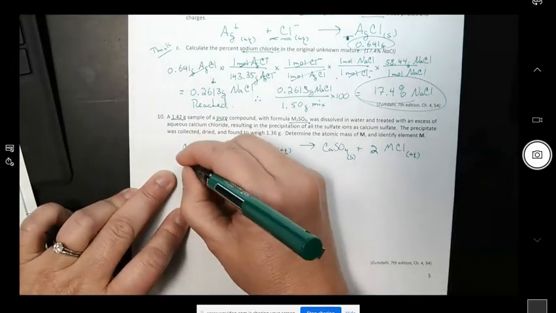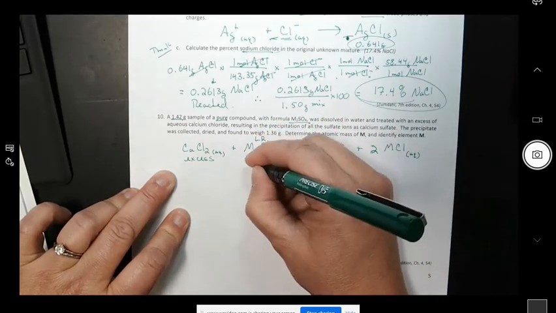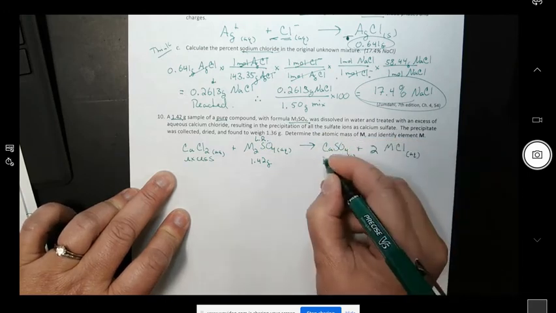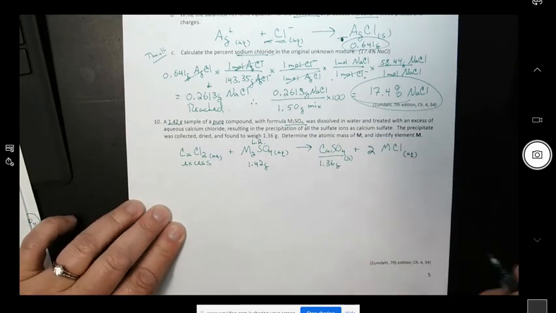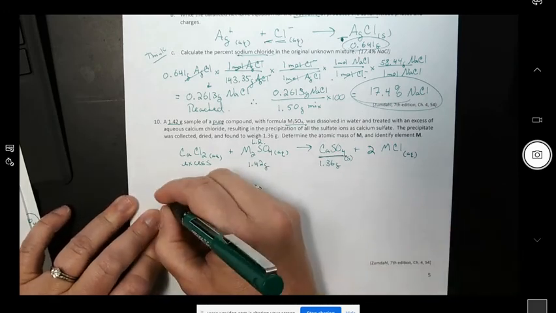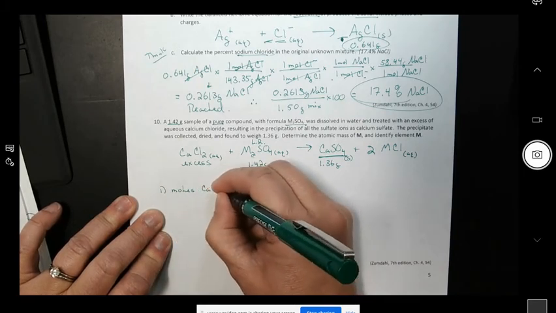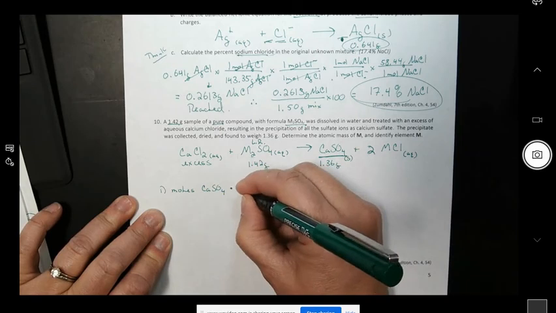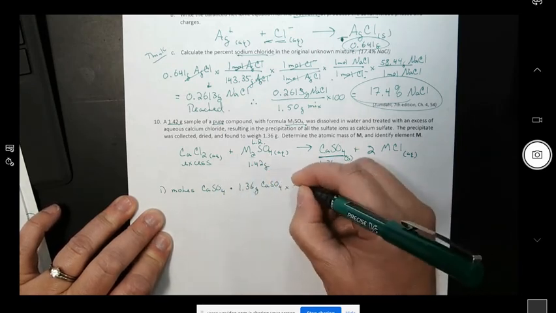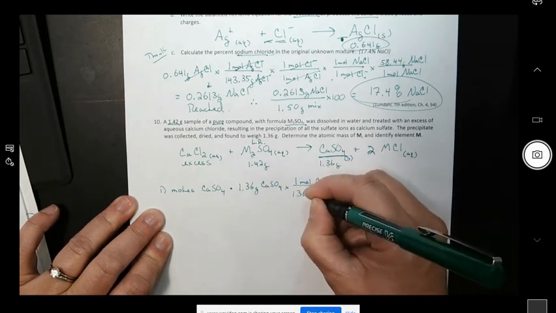I'm just going to write a couple things down. I know this is an excess, which makes this my limiting reactant. I have 1.42 grams of that stuff. I made 1.36 grams of the precipitate. So when in doubt, we need to try to figure out what this is, but let's find moles of calcium sulfate that we formed. So the first step, moles of calcium sulfate. So we know we've got the 1.36 grams of calcium sulfate and 1 mole of calcium sulfate is 136.15 grams.